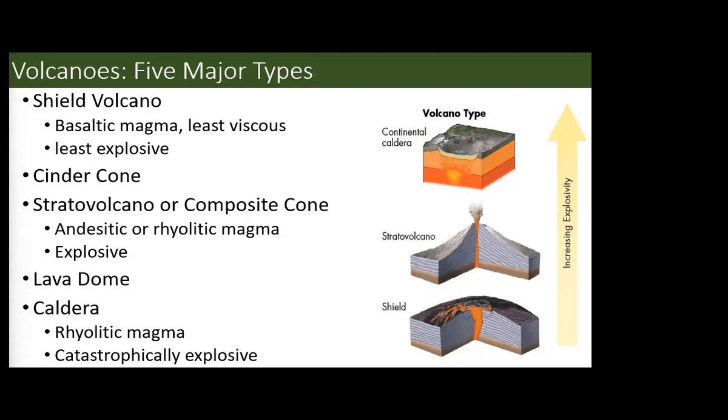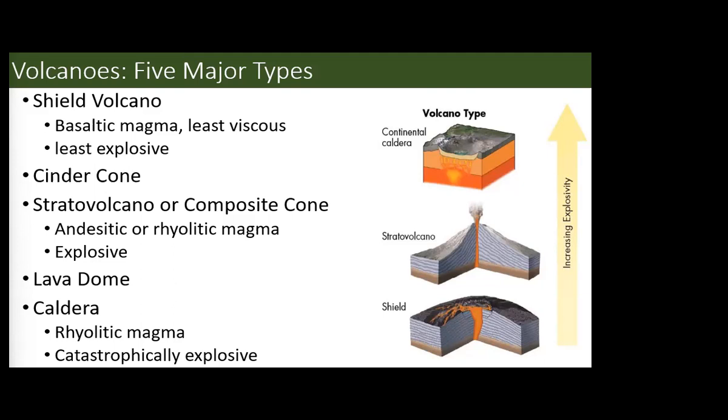So we have shield volcanoes: low viscosity, basaltic magma, very low on the explosivity index, 0 to 1 on the VEI scale. Not explosive at all, they build up gently, you get lava flows that spread out over large areas. Cinder cones are very short-lived. They're still low viscosity, but high volatile content, so they can be explosive. And they do have long lava flows that can envelop cities.